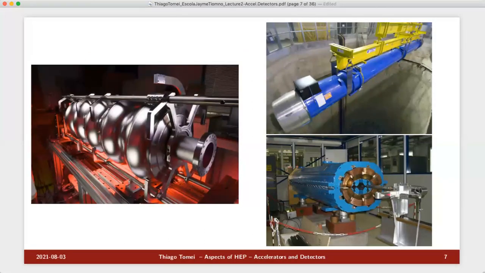Here are just some nice pictures for you to see. This, on slide number 7 on the left, is one of these radio frequency cavities. This is made of niobium. Here in the top right is one of the LHC dipoles being lowered into the LHC itself, so 14 meters. And here on the bottom right, this is a quadrupole. For a second, I thought it was an octopole, but it's actually a quadrupole.